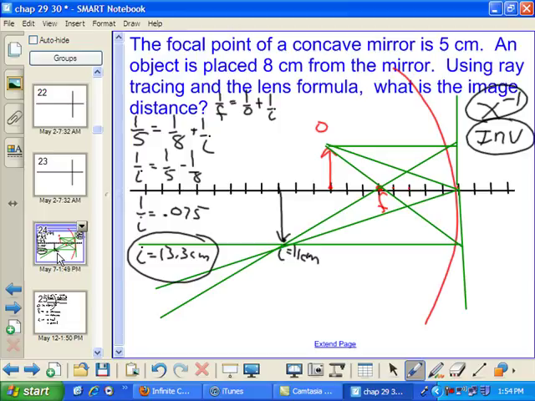Usually when I grade these, I look at how you are within the ballpark. I also look at your lines and things like that, whether you're in the ballpark. All right, so questions on that? Okay, let's try another one.